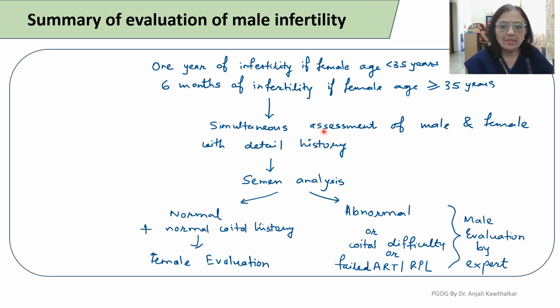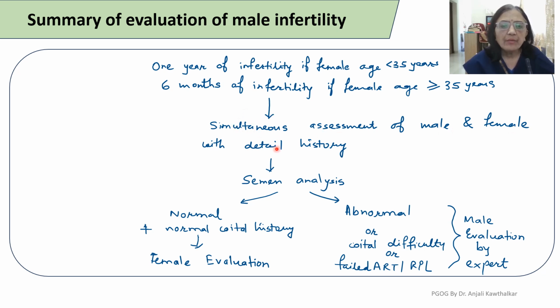Now, coming to the summary, I think students especially might find it very difficult to reproduce this topic, and that is why I have summarized it once again. If there is 1 year of infertility and the age of the female is less than 35 years, then we should proceed with the assessment for infertility. But if age is greater than or equal to 35 years, then we can start evaluation of infertility after 6 months.